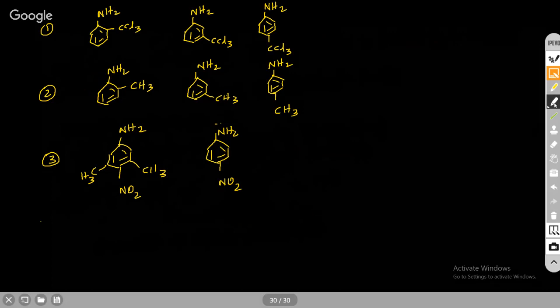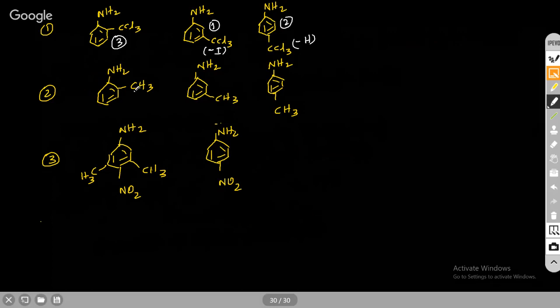The first one is meta, para, ortho. Ortho substituted aniline is least basic, so this will be the third one. And this CCl3 here shows minus I. This is very important. Minus I, and here it is minus H. So minus H will reduce the basicity, correct? So this will be 1 and this will be 2. So we'll have meta, para, and then ortho.